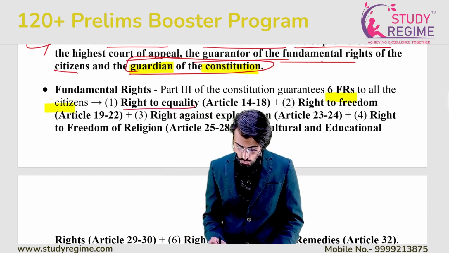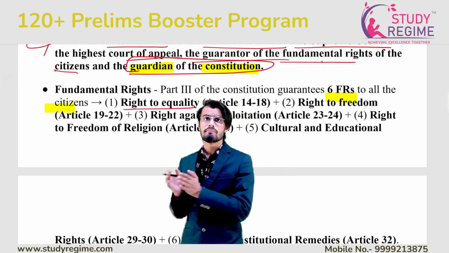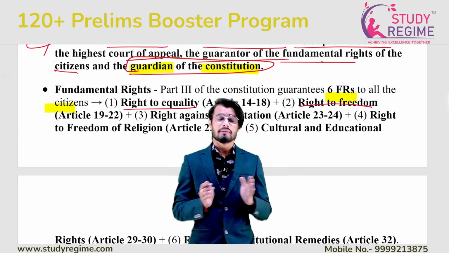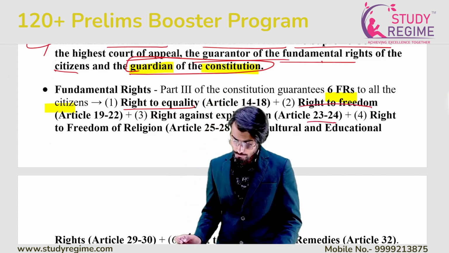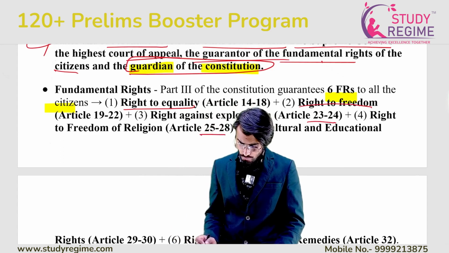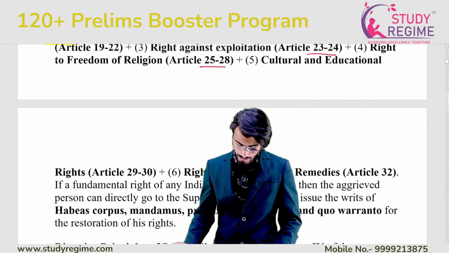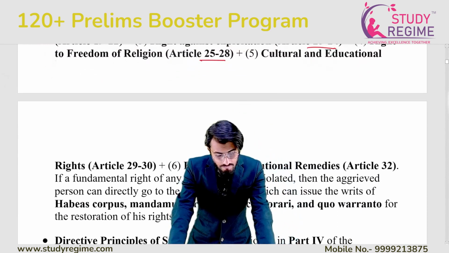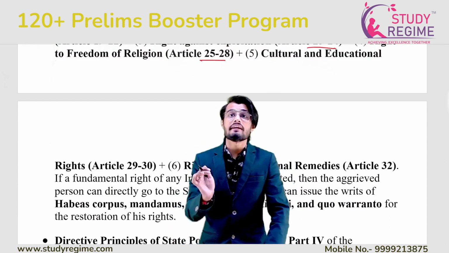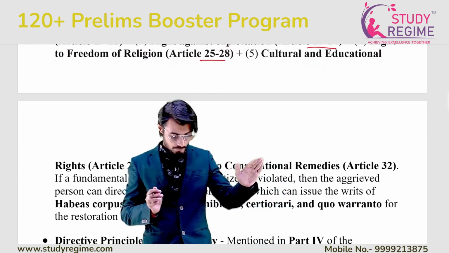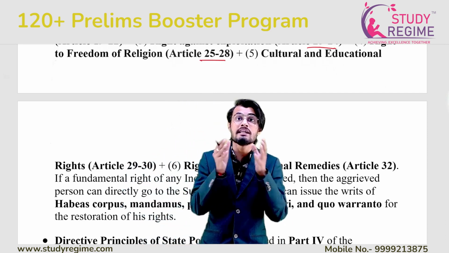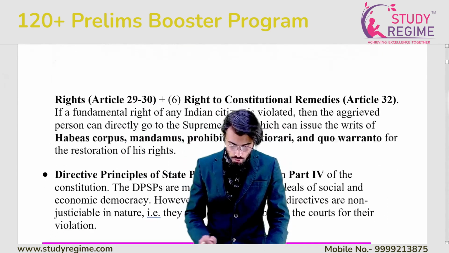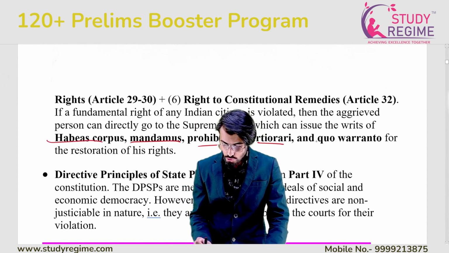What are those? Right to equality, which will be taken in much detail, Articles 14 to 18, then right to freedom, 19 to 22, then right against exploitation, 23 and 24, then right to freedom of religion, 25 to 28, then cultural and educational rights, 29 and 30, and right to constitutional remedies, Article 32. If a fundamental right of any Indian citizen is violated, the aggrieved person can directly go to the Supreme Court, and this is what the independence of the Supreme Court is all about, which can issue the writs of habeas corpus, mandamus, prohibition, certiorari, and quo warranto.